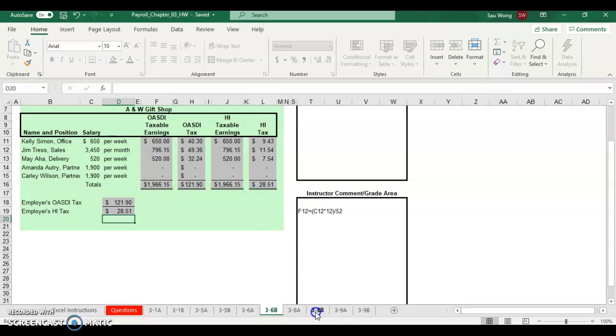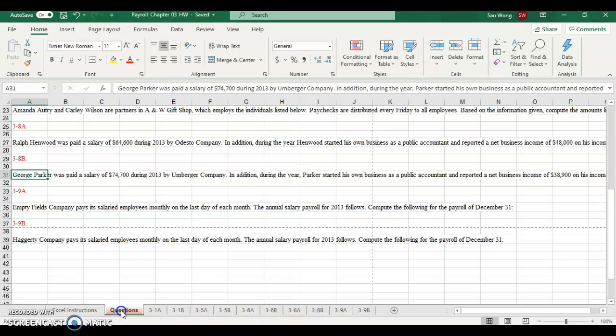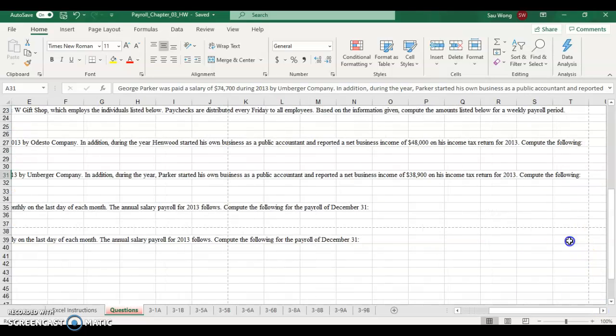Let's go back to the 3-8B. Let's read the question first. 3-8B is Gregory Parker was paid salary $74,700 during 2013 by Hamburger Company. In addition, during the year, Parker started his own business as a public accountant and reported a net business income of $38,900 on his tax return for 2013. Compute for him.